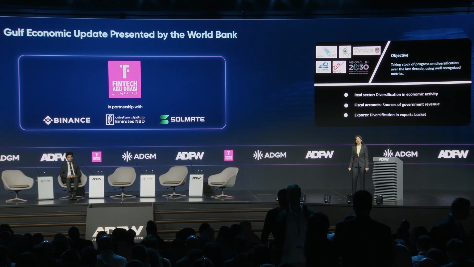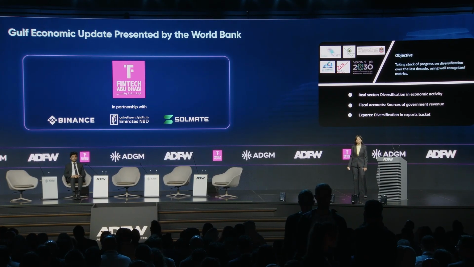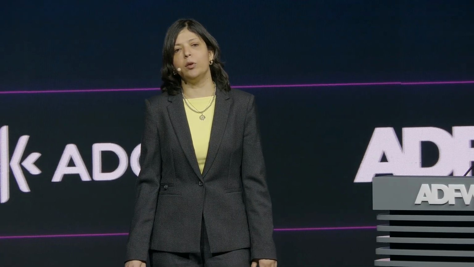We're focusing on three major metrics that are typically used to assess diversification. The first one is on the real sector, the second on the fiscal accounts, and the third on the exports diversification. So if we start with the real sector economic activities, the way we do that is we typically look at the weight of the hydrocarbon sectors in the total economy. And we measure that by looking at the percentage of non-oil sectors in total GDP.